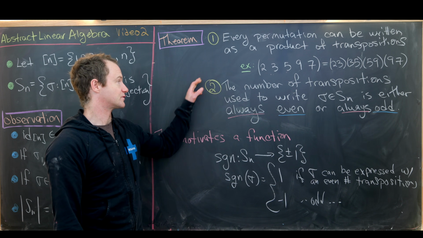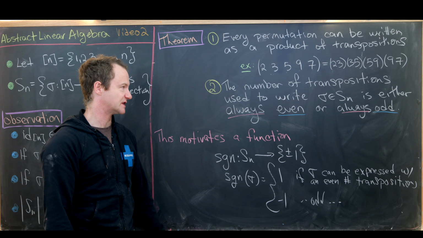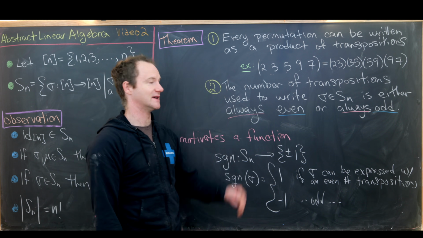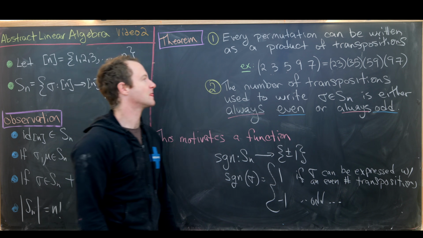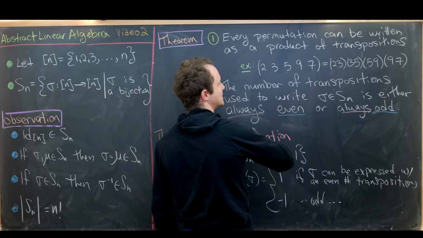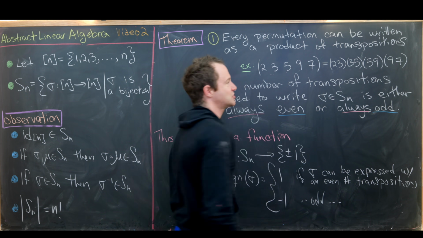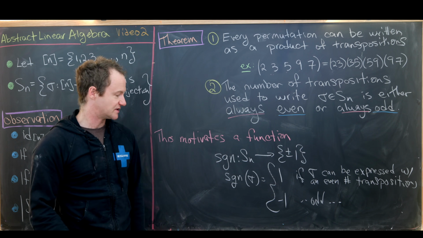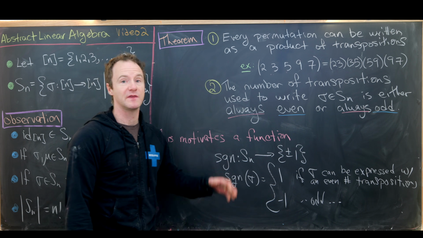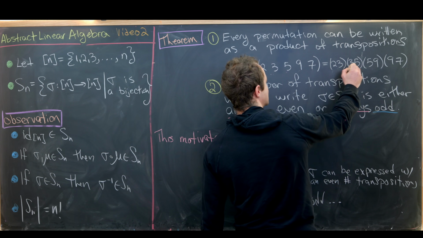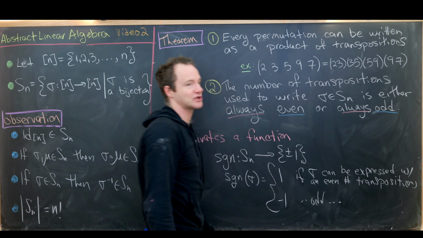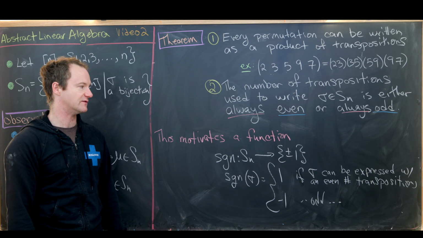So that is written in the second result. The number of transpositions used to write a permutation is always even or always odd. So we can write this permutation here as a bunch of different decompositions into transpositions, but the number of transpositions in this case will always be even. And that's because here we have it written as 4 transpositions, and 4 is an even number.